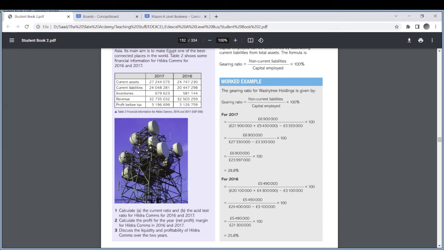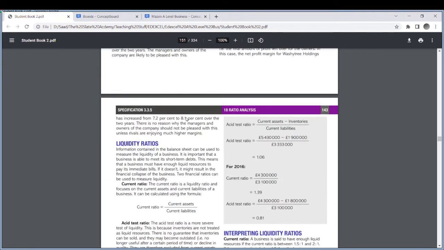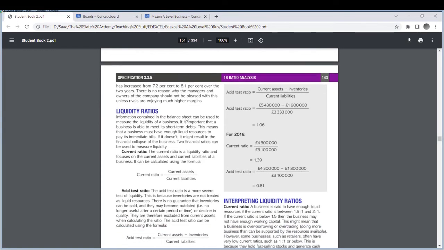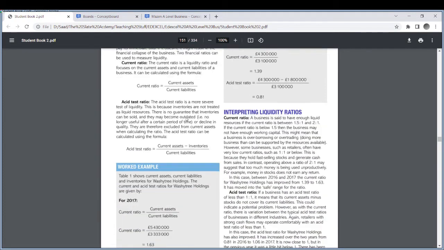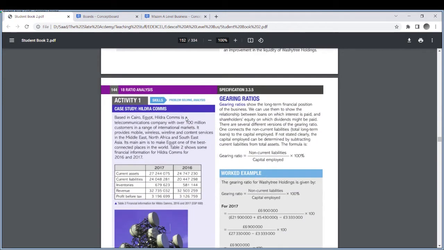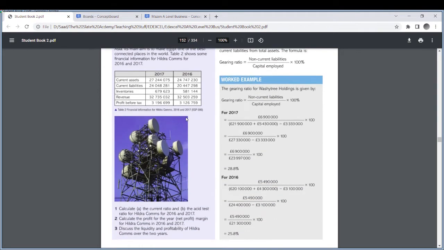Sir, the current ratios are in percentages, right? You can give that in decimal form. Let me check the way it gives in your book. Because I got 1.13. Fine. You'll have to calculate for both years.